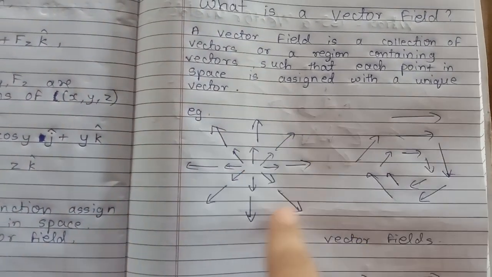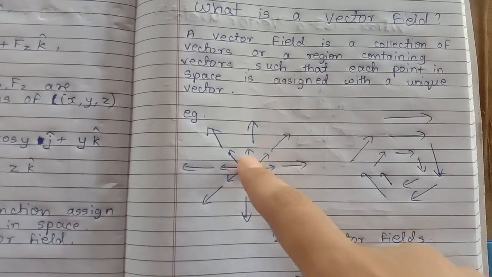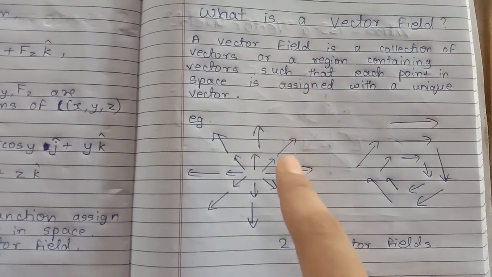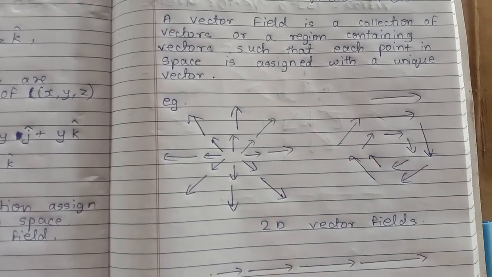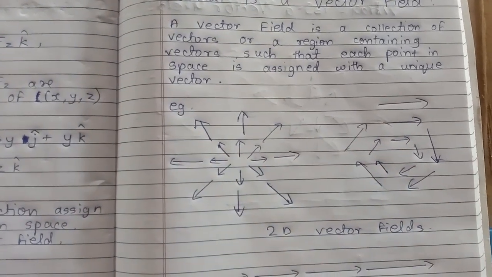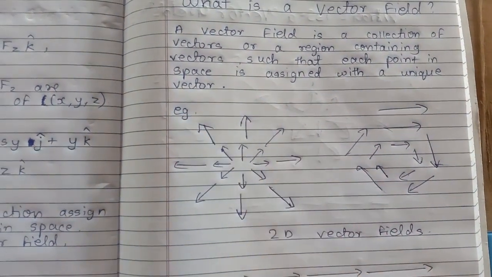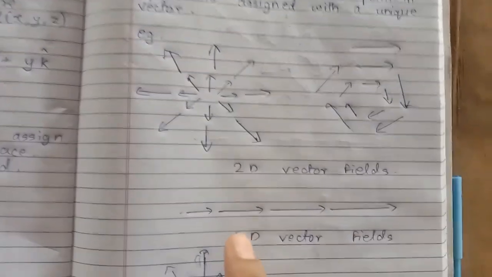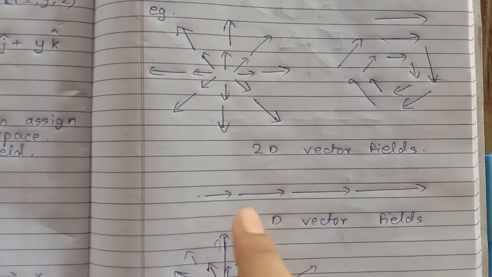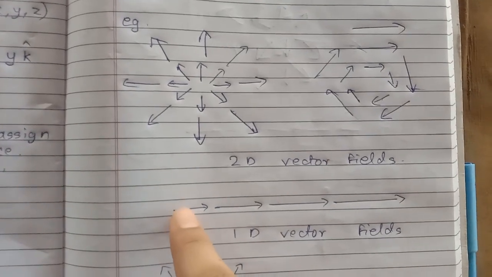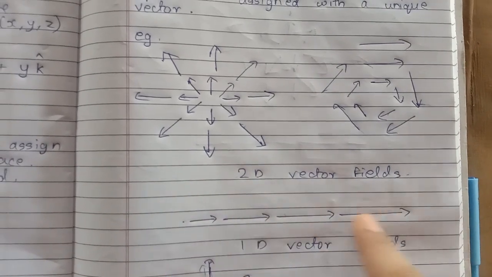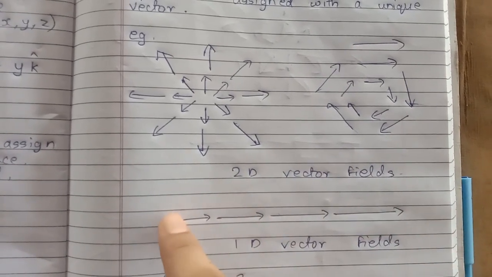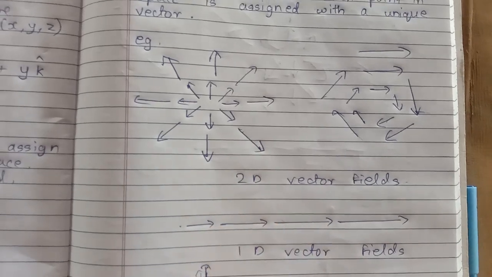It is nothing but a collection of vectors. You can see many vectors are present there, hence it is a vector field. So this is also an example of a vector field. These are 2D vector fields because they are in two dimensions. Now an example of a 1D vector field is like this. You can see vectors are only in one direction, or in one dimension. So it is a 1D vector field.